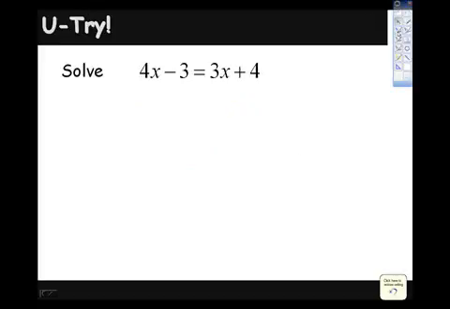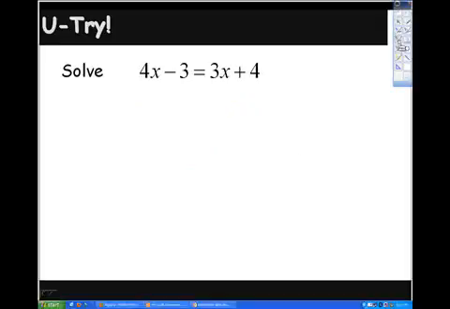This one will have a solution. Let's see. I want to get all the x's on one side. Actually, you try it first. Go ahead and press pause and give it a try.